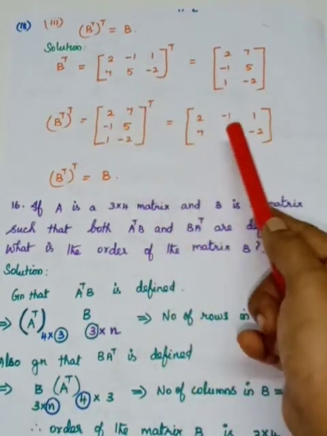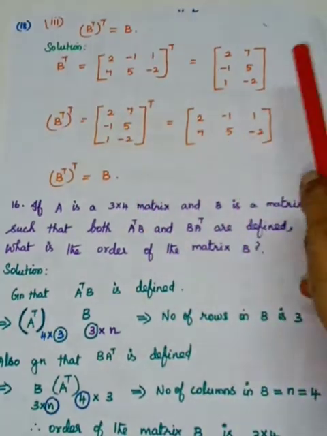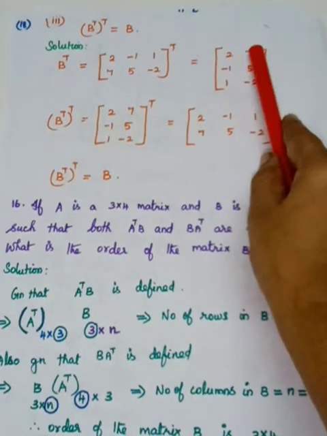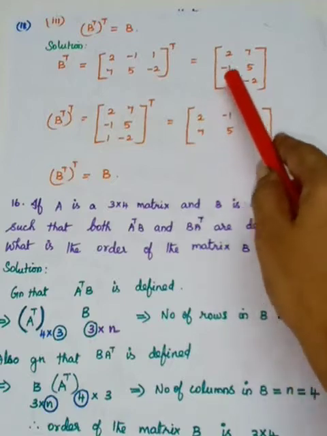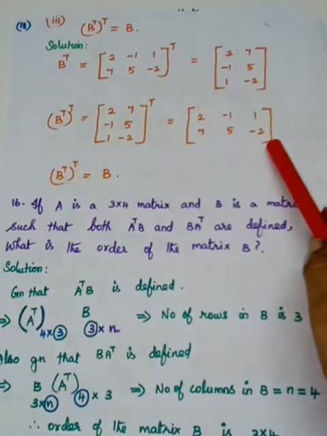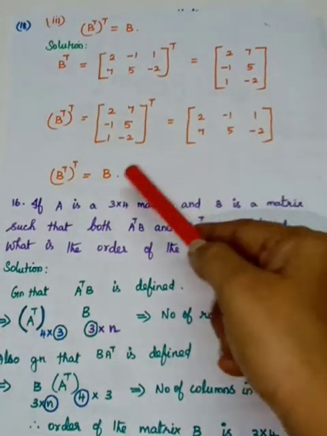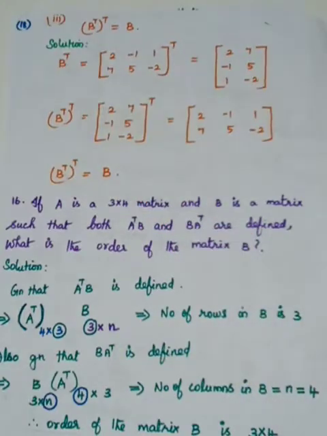Without writing this, directly you can go for it. So take the first row and write it as a first column. Take the second row, write it as a second column. Take the third row, write it as a third column. What is this? This is the B matrix. So we have verified B transpose, the whole transpose is equal to B.